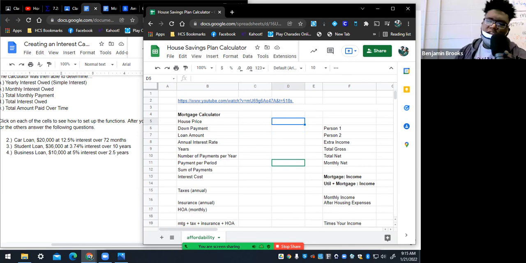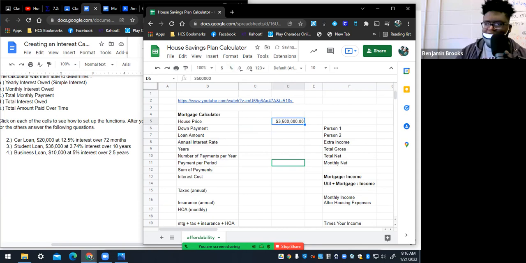Okay, so what we want to do here is we've got our house price. We want that in dollars. Our down payment, we want that in dollars. But for C6, we're going to say what our percentage is on our down payment. So for example, we'll make this a percentage. And the example we were going off of was 350,000.